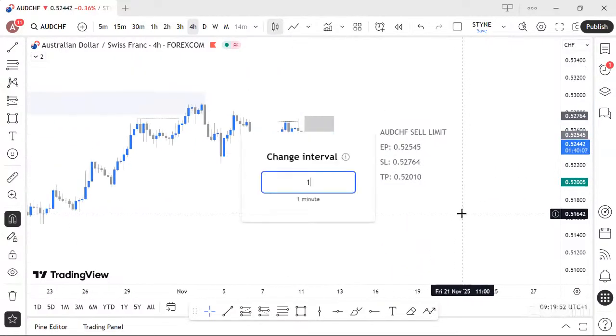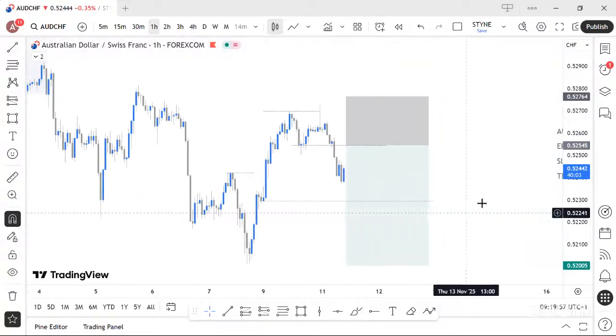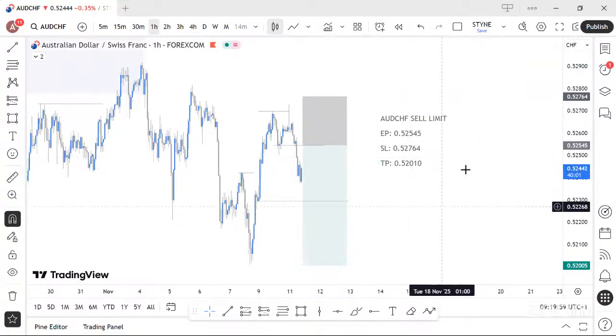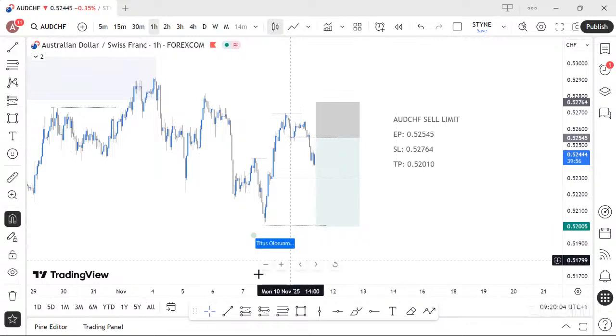Okay, so let me check something. Give me a moment. All right, that's fine. So that's the trade. So you can go ahead and screenshot. Please risk responsibly.